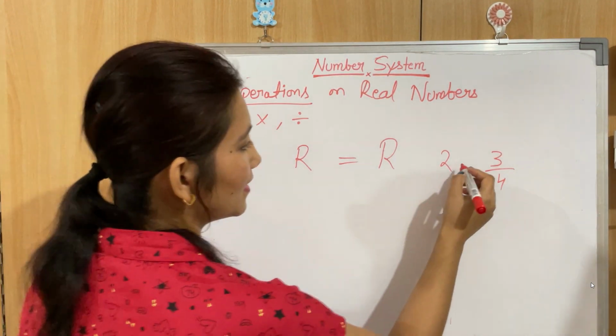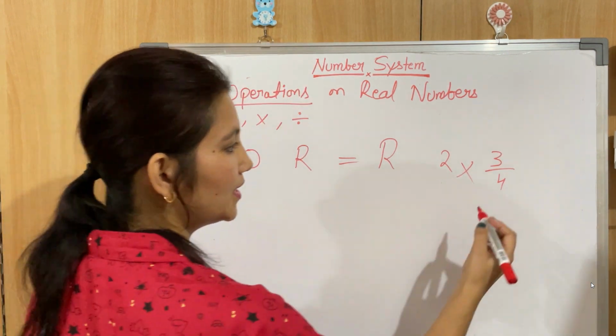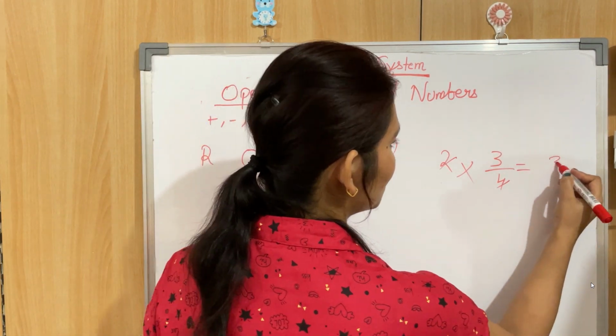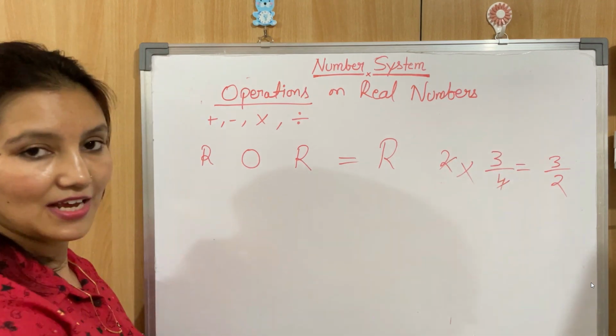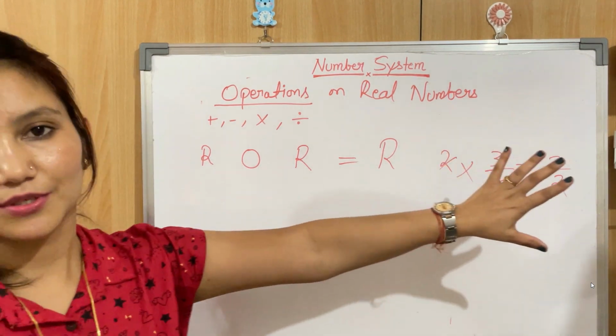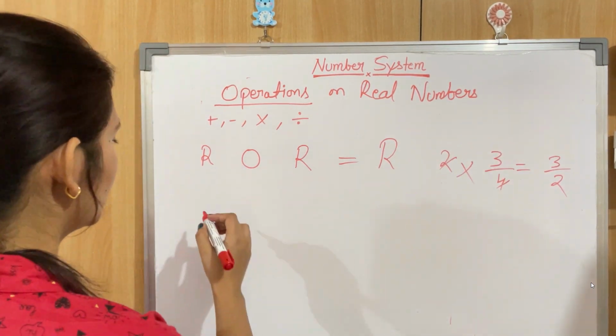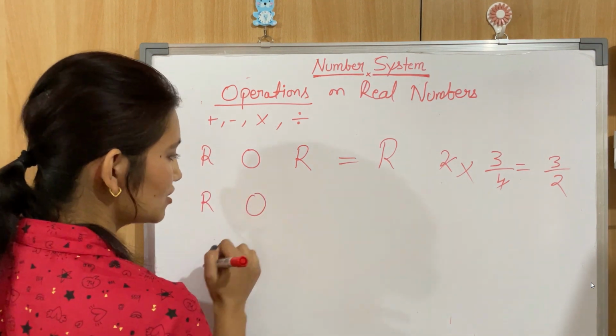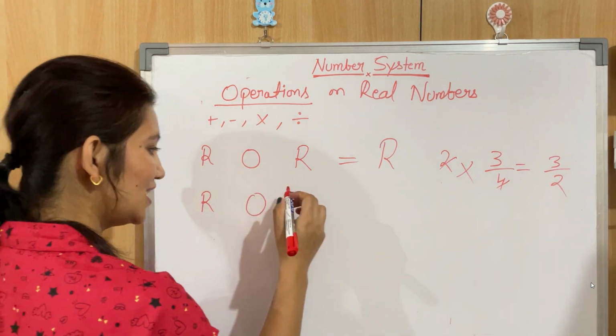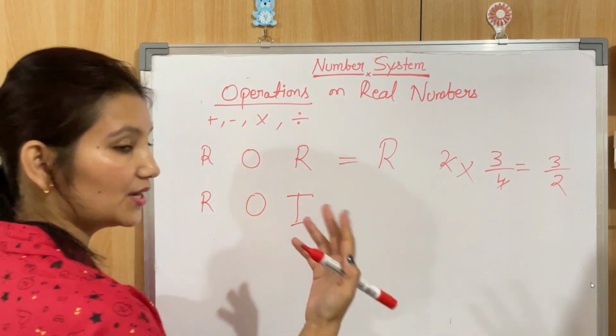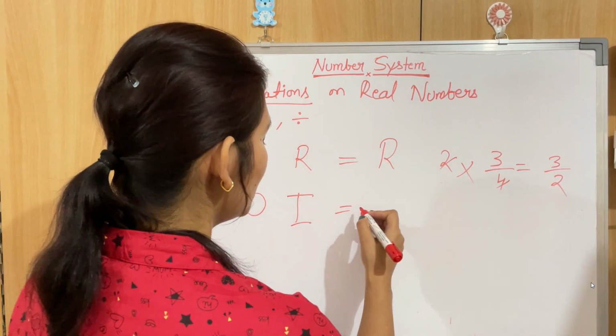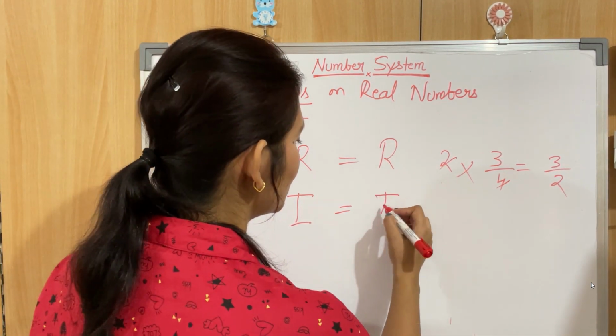So if I multiply these two numbers, what will I get? I'll get 3 upon 2, which is again a rational number. So this is simple, right? What if any of these operations is being performed between a rational and irrational number? How are they going to interact? We will get an irrational number.